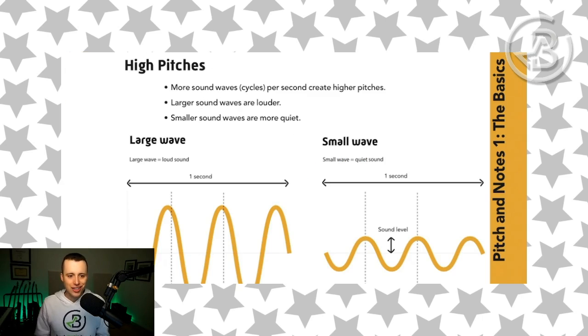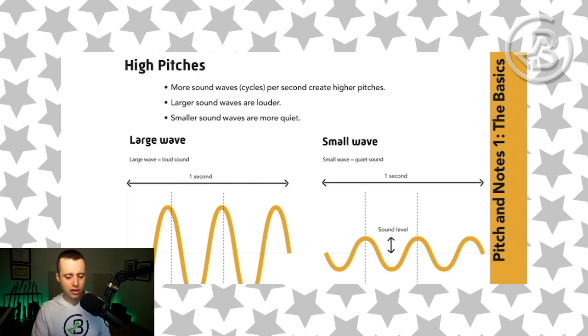In this lesson, we're going to do one more look at high pitches versus low pitches and actually look at some sound wave examples to understand exactly what's going into creating different sounds. So high pitches have more cycles per second, and that creates higher pitches that we talked about last time, like 880 versus 55.